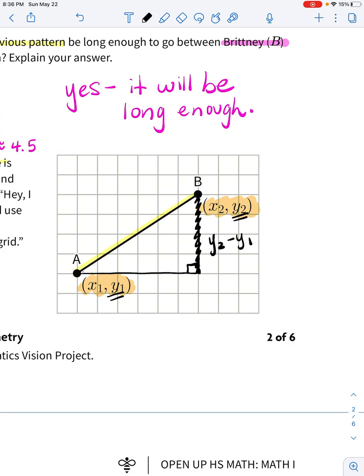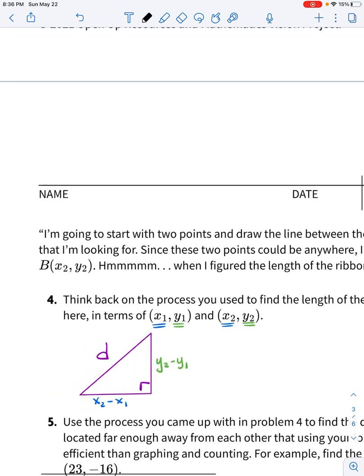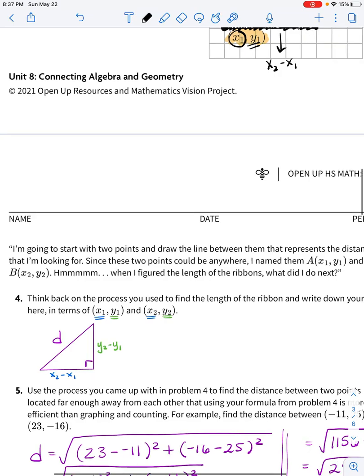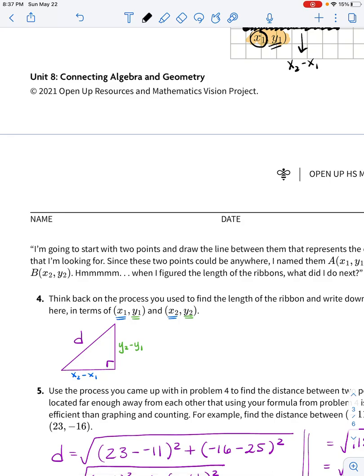And the same thing is going to go for this horizontal right here. If I want to know how long this stretches, let's say from 2 to 3, 4, 5, 6, 7, 8, well, then that would be 6, right? The difference between where you end up on the x and where you begin. So the generalization for the bottom part is x2 minus x1. Okay, so let's go to what happens here with our generalization. Question 4 says, think back on the process you used to find the length of the ribbon and write down your steps here in terms of x1, y1, and x2, y2.